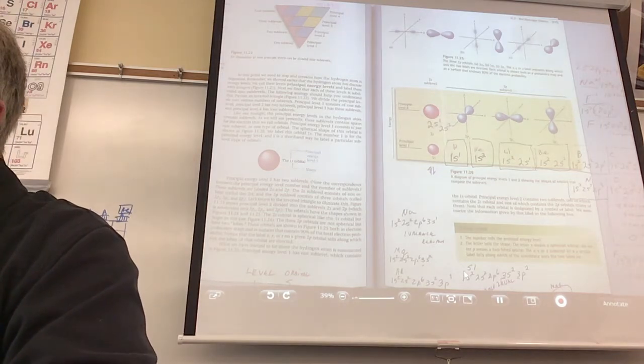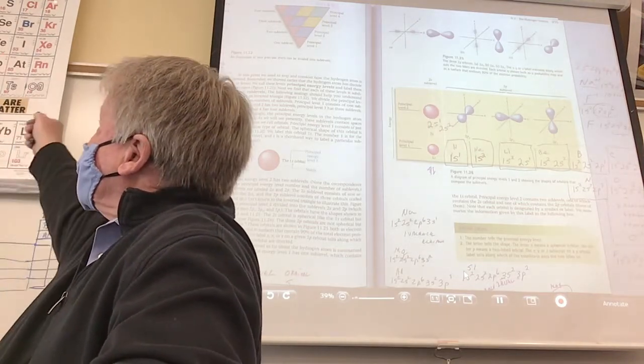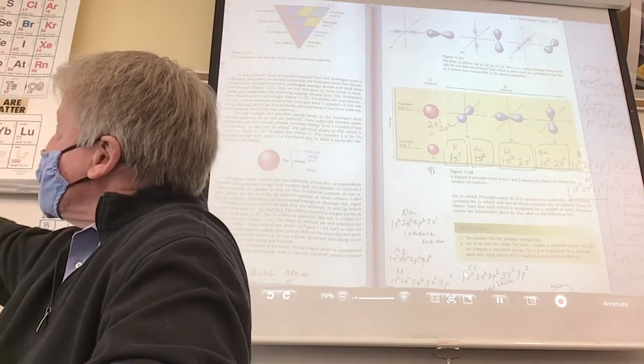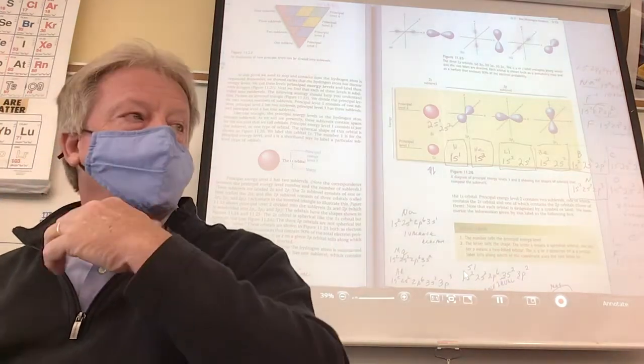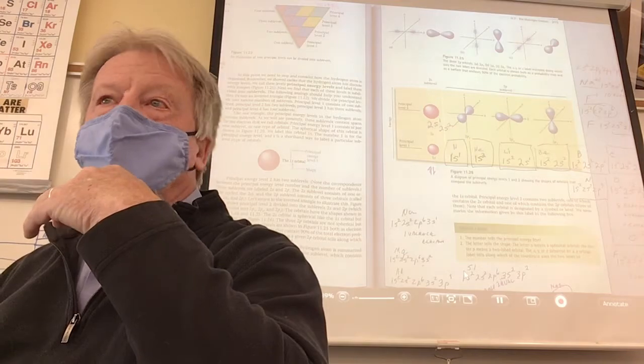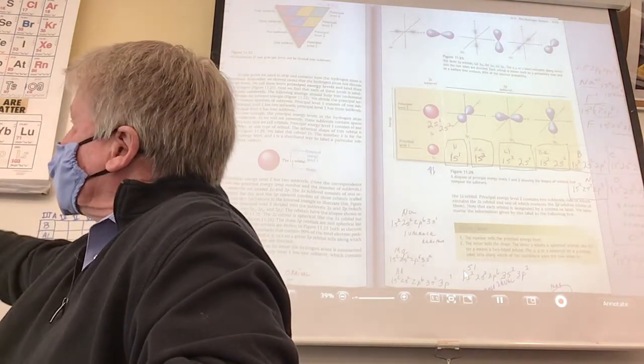What do you call it? What do you call these rows? What do you call these really long rows? What's that called on the periodic table? Everybody? Periods. So the periods go like this. Groups and families go like this.